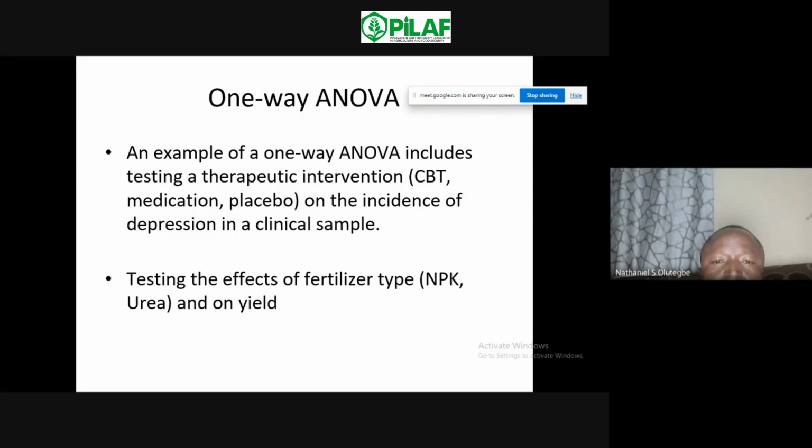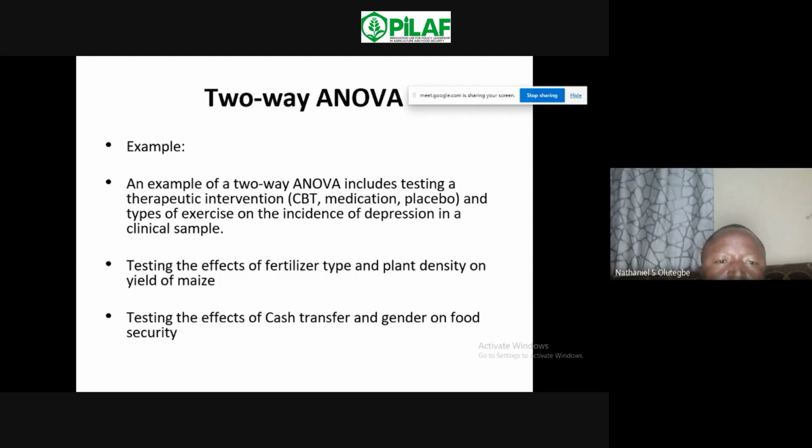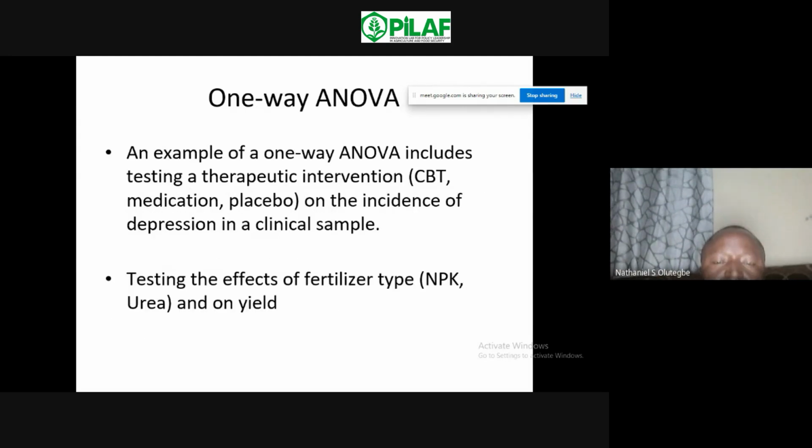What we just focus our attention on today is how to run an ANOVA analysis and how such an analysis is interpreted, because of the time, particularly. We have some examples of ANOVA. For a one-way ANOVA, an example could be testing a therapeutic intervention, it could be CBT, medication, placebo, on the incidence of depression in a clinical sample.